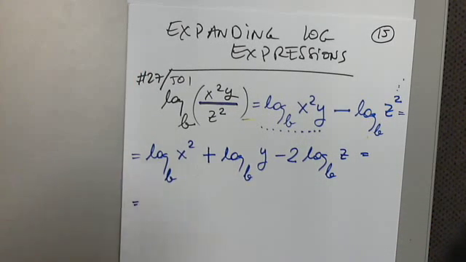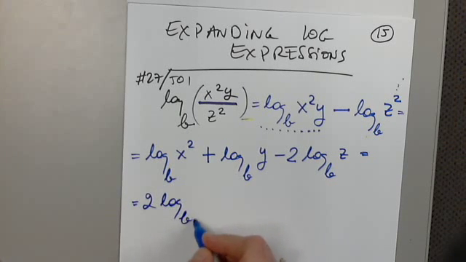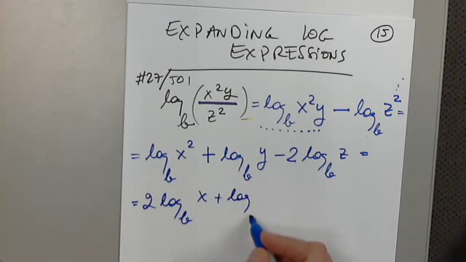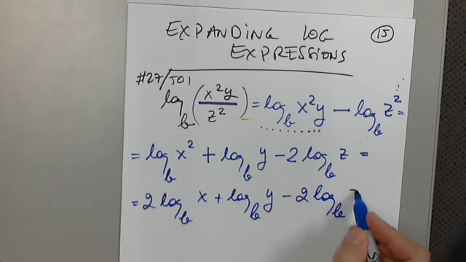However, I have one more step. This is clean, but this one is not. I have one more property to apply to the first one. 2 log base b of x plus log base b of y minus 2 log base b of z.